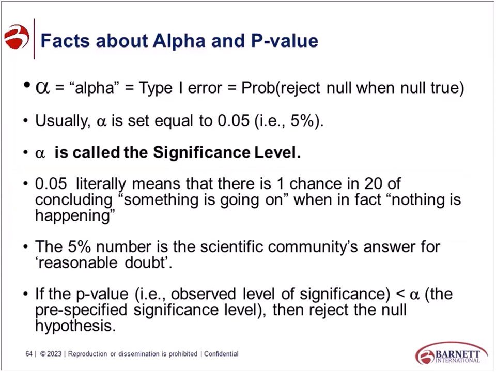Mapping it back to the criminal justice system, 5% is reasonable doubt. That's our threshold. That's why we say a p-value less than 0.05 is significant. We've set our reasonable doubt threshold at 5%. And the last one there: p-value less than 0.05, we reject the null hypothesis.